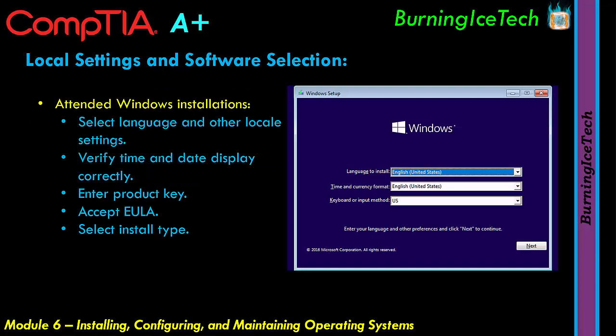Alright guys, and then we're moving on to local settings and software selection. So when you start installing your Windows operating system, whichever one it might end up being, Windows 7, 8, 10, or even Windows 11. I know Windows 11 is not covered in this course, but I would like to mention it to you guys a few times so that you can get comfortable with the idea, because ultimately that is something you guys are going to be working with, even though it's not in the exam. So I'm covering it for you guys as a courtesy.